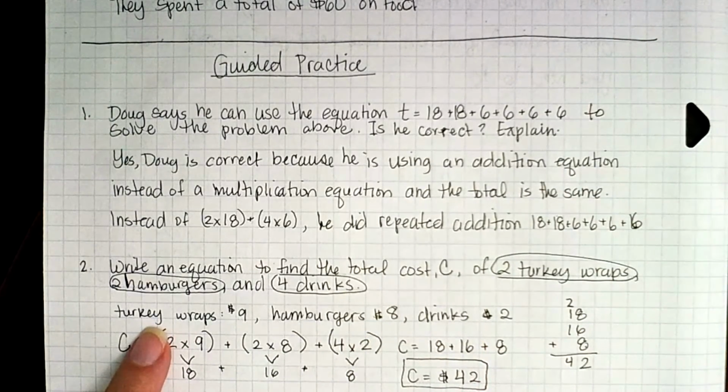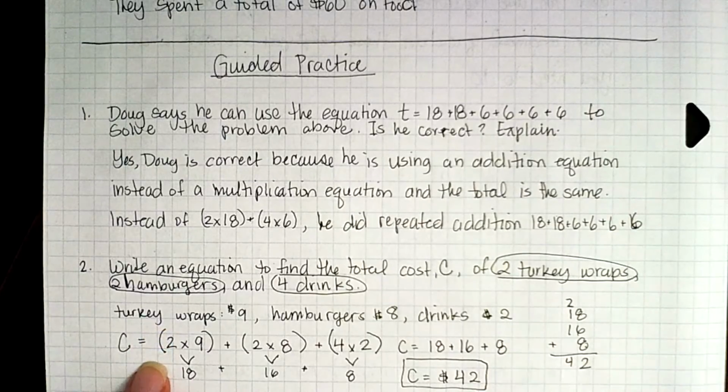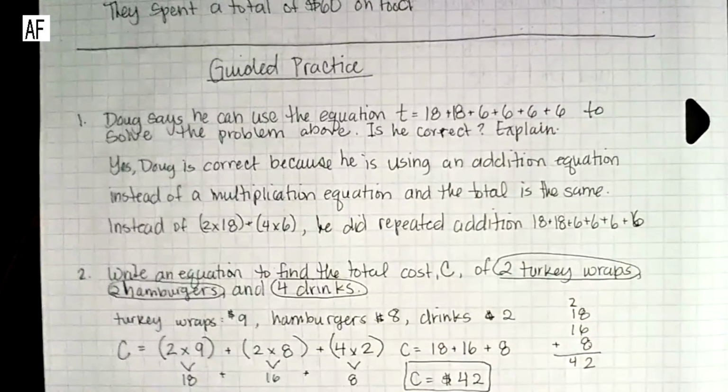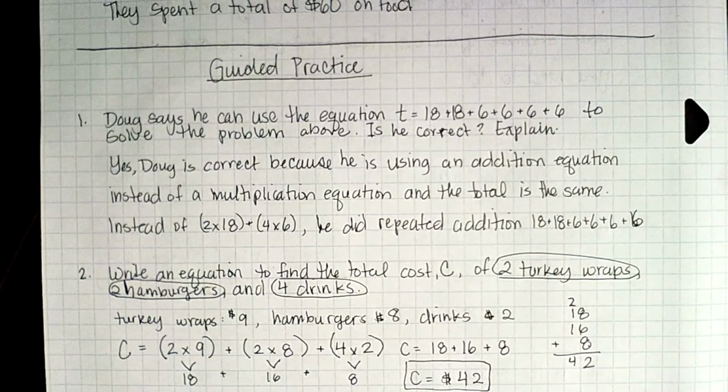So now I need to figure out how to answer my hidden questions. So my hidden questions here are going to be, what is the cost of 2 turkey wraps? What is the cost of 2 hamburgers? And what is the cost of 4 drinks?